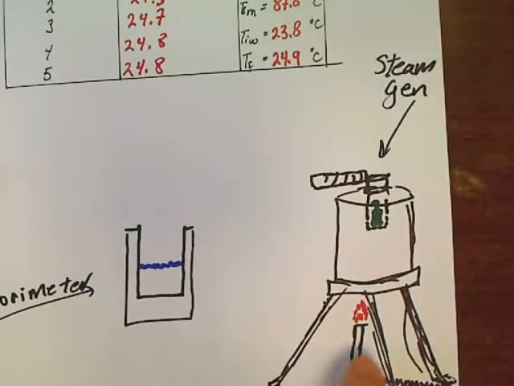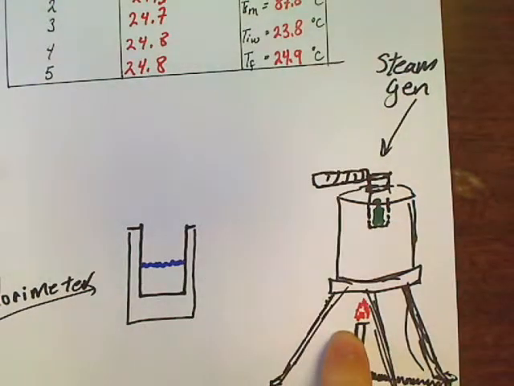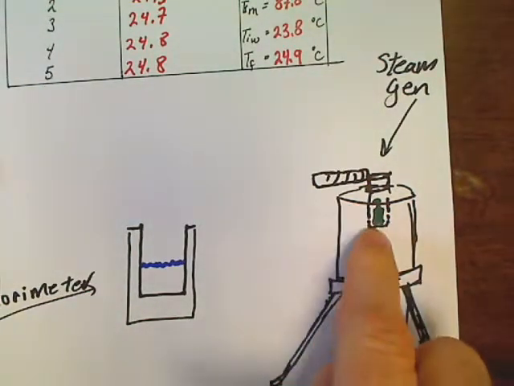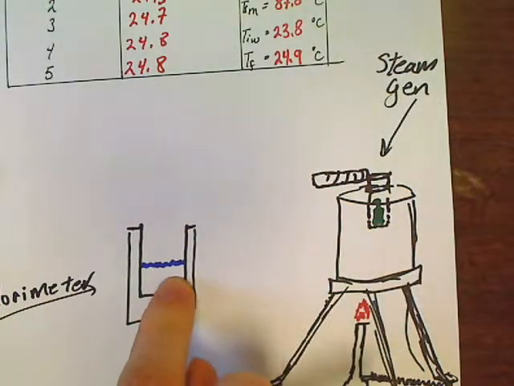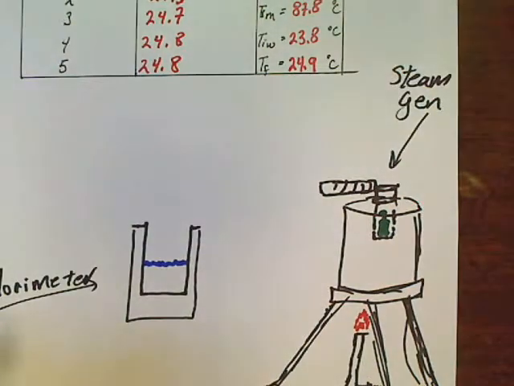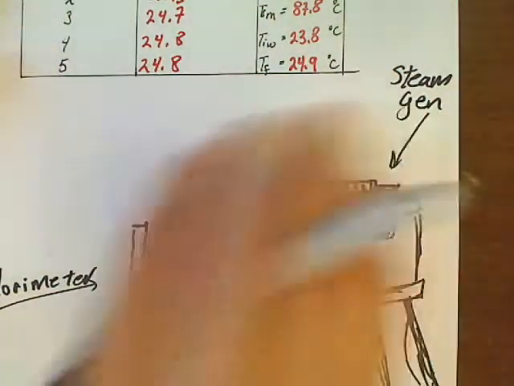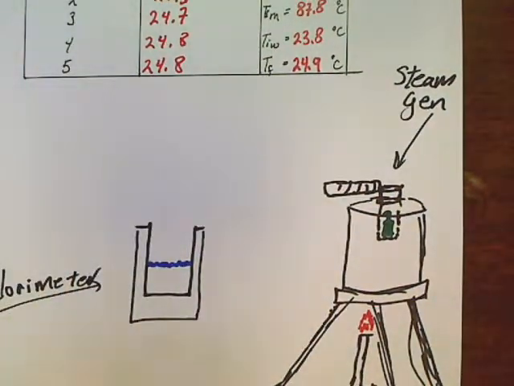And what I have done is I have heated up a piece of metal inside the steam generator, and I'm going to take that piece of hot metal and I'm going to put it in this water, cap it off, and then measure the increase in the temperature. So I've got cold water, hot metal, and I'm going to put the hot piece of metal into that water.